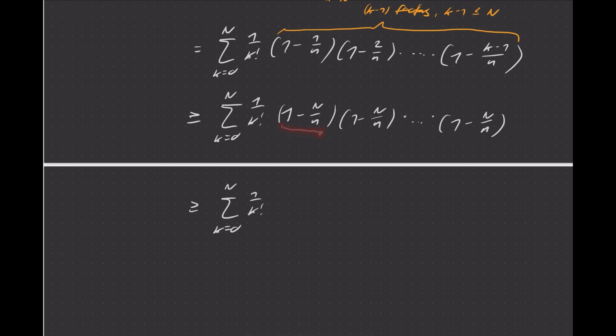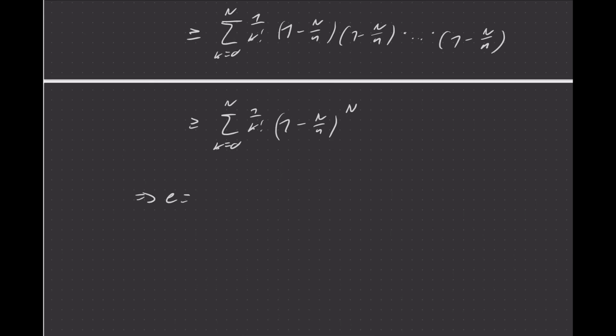That means if you multiply more, then the whole thing will become smaller. And that means we can just say this is greater or equal to 1 minus capital N over n, to the power of capital N. Right? We have k minus 1 factors here. k minus 1 is less or equal to capital N. So if we use capital N factors, that might be more, but that would only mean this product will become smaller. And now that's where we want it to be.